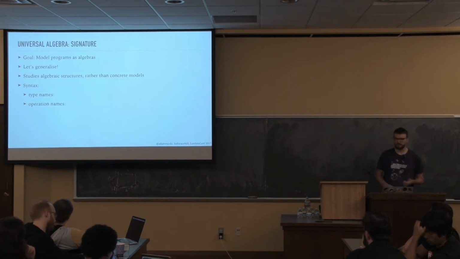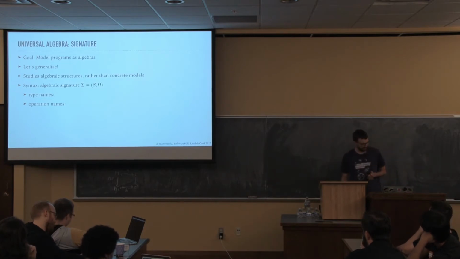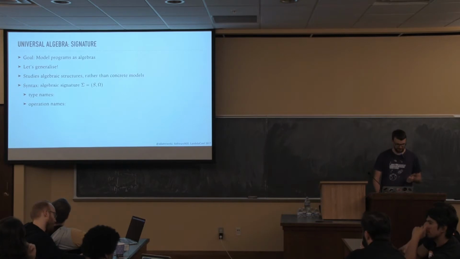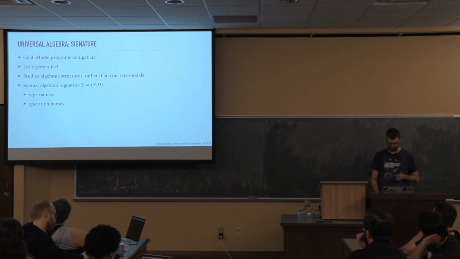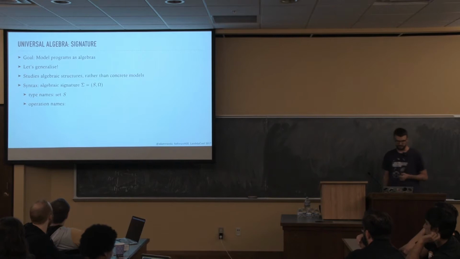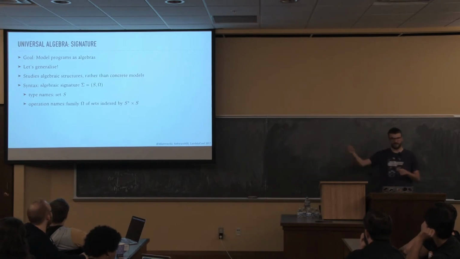The syntax will consist of two things. So I like static typing, so we will have multi-typed algebras. So an algebraic signature, and that will be our syntax, consists of two things. First is the set of type names. This will be set S, and another will be a family of sets of operation names. Okay. Now each operation has a potentially empty series of types of its arguments and a single result type.